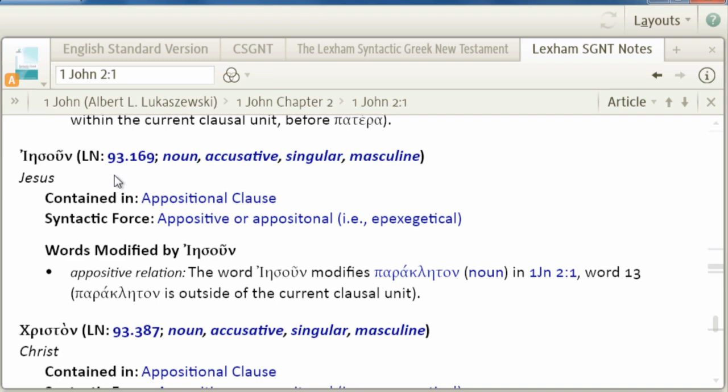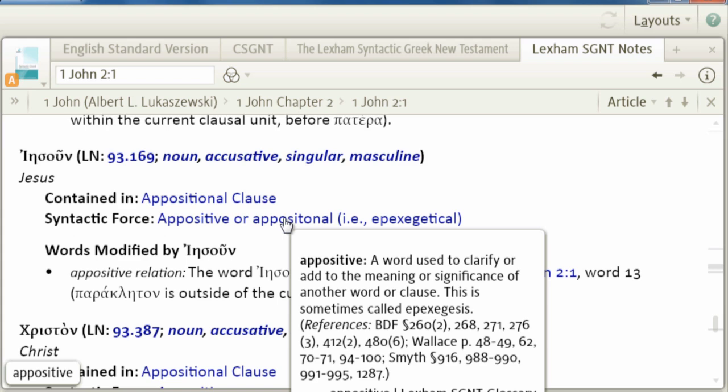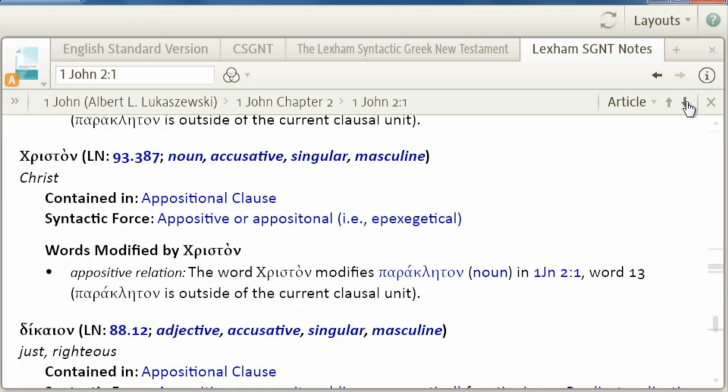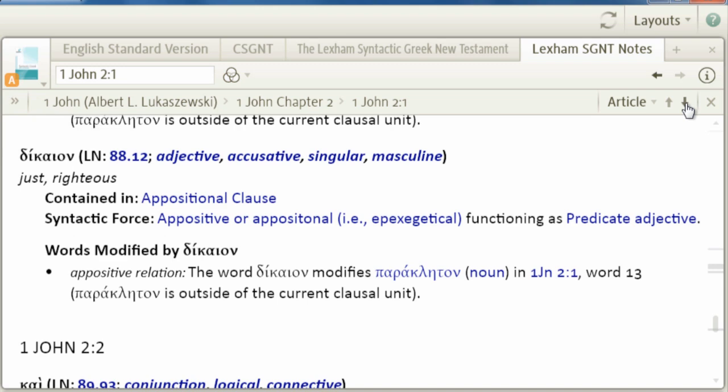And Iesun, which is translated Jesus, is in the accusative case, and the syntactic force of this word is appositive or appositional, a word used to clarify or add to the meaning or significance of another word or clause. This is sometimes called epexegesis. And you'll see that the next two words, Christon, translated Christ, is both labeled appositive or appositional for syntactic force, and Dikaion is also labeled appositive or appositional.